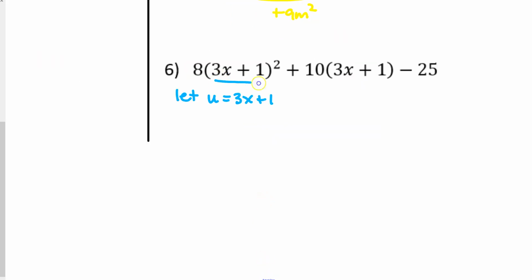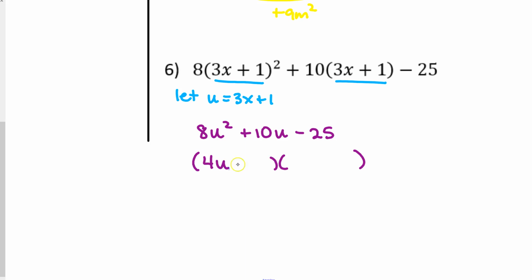If you let u equal that quantity in parentheses, then your expression is now 8u squared plus 10u minus 25. And that is a lot easier to factor. So let's go ahead and find the factors of that. Okay, you play around with that one and you find the factors to be 4u minus 5 times 2u plus 5. And remember, you can always check by using the FOIL technique to make sure that it worked out correctly. Now, this is not the final answer. We don't want to leave u in our answer. We need to substitute the 3x plus 1 back in.